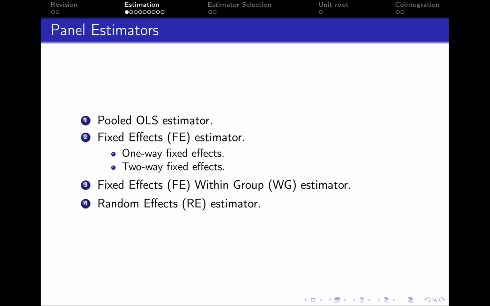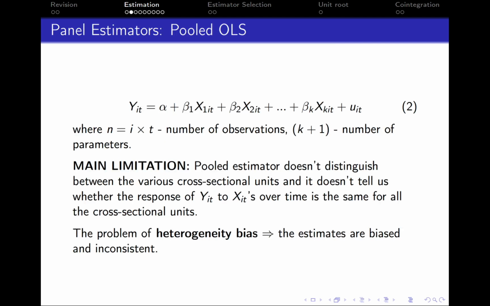So there is a pooled OLS estimator. There is also fixed effects estimator, which comes in two forms, one-way fixed effects and two-way fixed effects estimator. There is also fixed effects within group estimator and the random effects estimator. Let's go through these estimators one by one, and let's start with pooled OLS estimator.